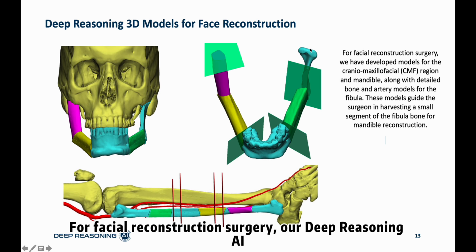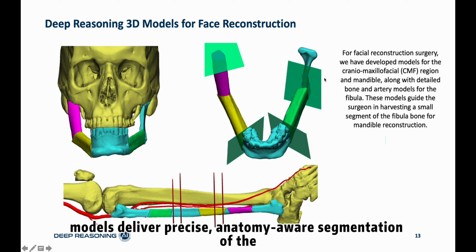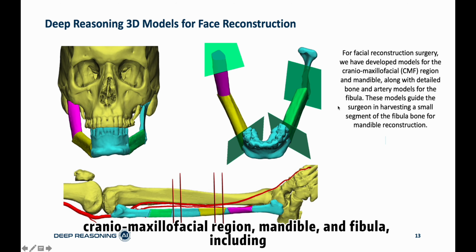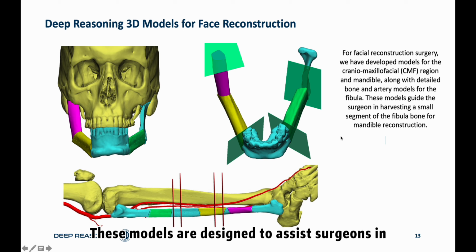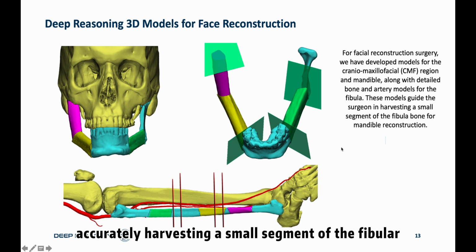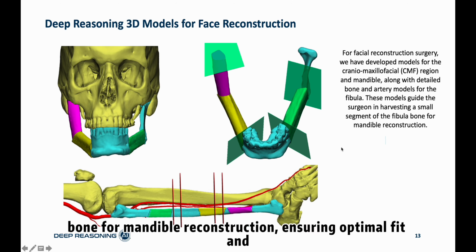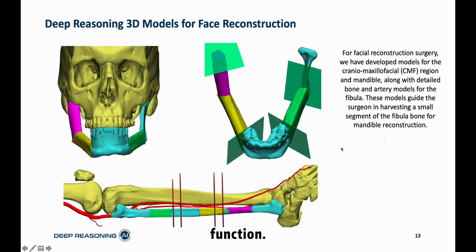For facial reconstruction surgery, our Deep Reasoning AI models deliver precise, anatomy-aware segmentation of the craniomaxillofacial region, mandible, and fibula, including detailed representations of bones and arteries. These models are designed to assist surgeons in accurately harvesting a small segment of the fibula bone for mandible reconstruction, ensuring optimal fit and function.